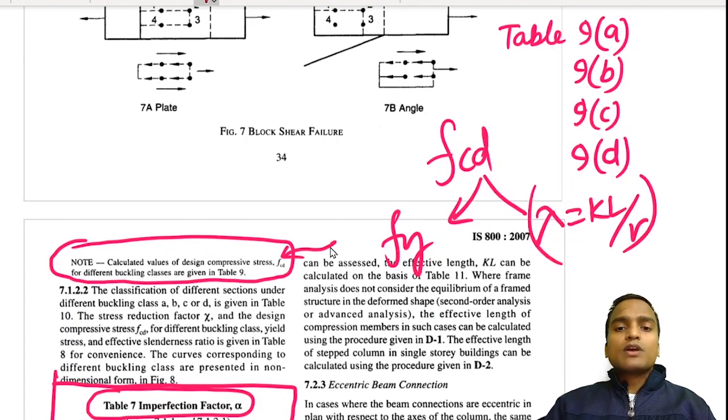Alright. So Fy, as I said, most of the time it is equal to 250, or if something else is given, then you have to use that value of Fy, and lambda value you have to calculate beforehand, and we have to know which table we have to use, 9A, 9B, 9C, 9D. So that's why we have to decide which buckling class our section belongs to. So it's very easy process, all right. And once you get the value of FCD, you just multiply it with the gross sectional area, easy, all right. And then from there we get the design compressive strength.